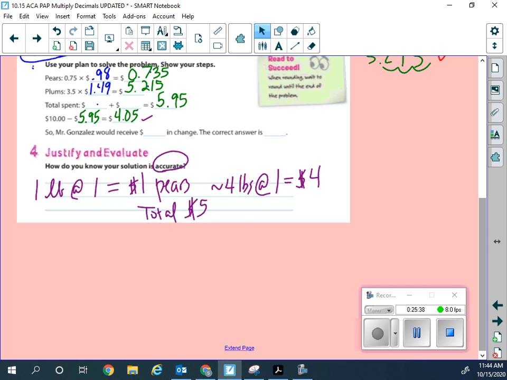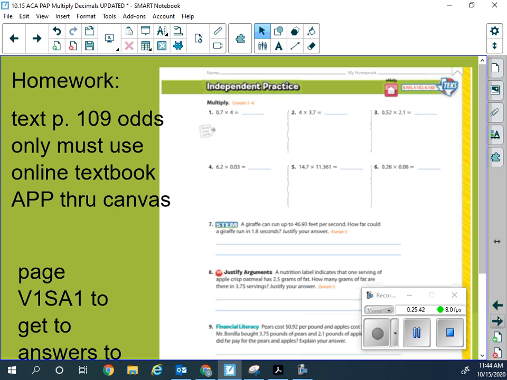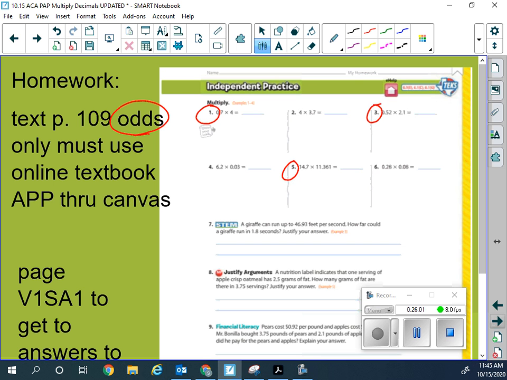Okay? So guys, what I'd like for y'all to do, your homework is page 109 in the textbook. Those of you that have your computer, not a phone, you may go through the textbook that way, or you can just go in the modules. I put a picture of this and do the odds only. What does that mean? 1, 2, 3, 5, 7, 9. Thank you. Okay?